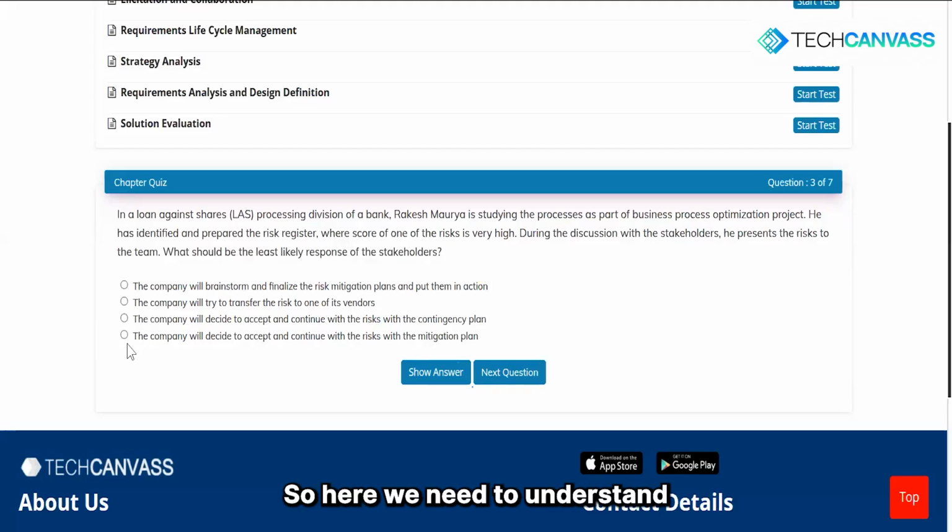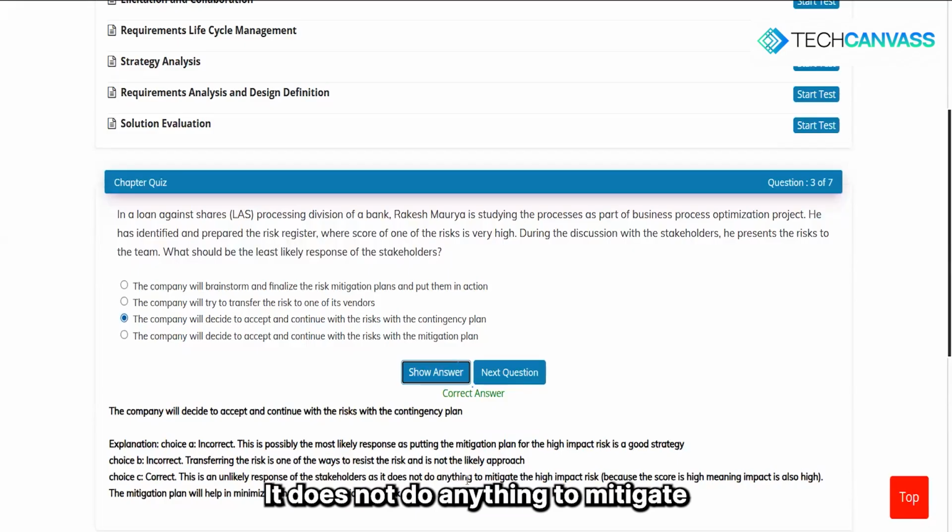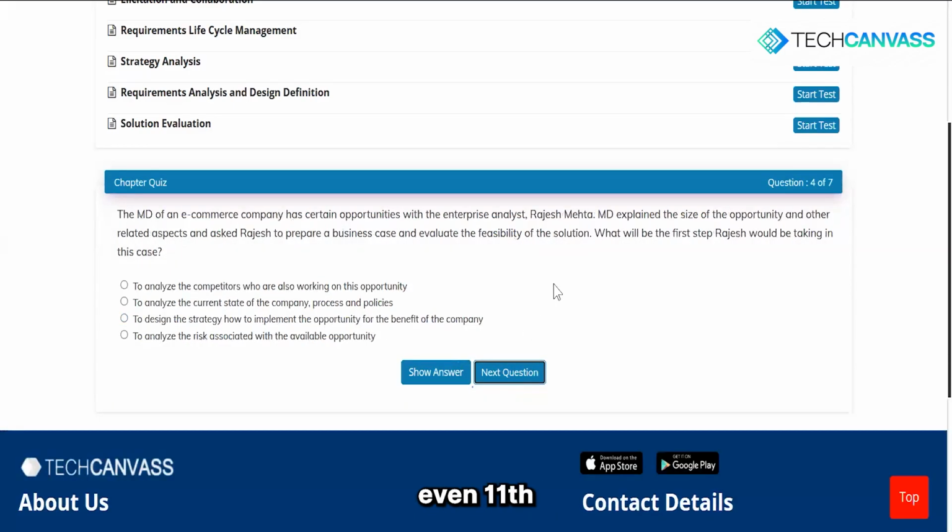Okay. So here we need to understand what mitigation is and what a contingency plan is. Mitigation is done beforehand. Contingency is done when the event has already occurred. So what would you want to do in this case? Contingency is the least likely thing to do. This is an unlikely response from the stakeholders. It does not do anything to mitigate the high-impact risk, because the score is high, meaning the impact is also high. The mitigation plan will help in minimizing the impact or avoiding the risk, right? So never go with contingency plans. A contingency plan is like doing it in the 11th hour, not even the 11th, after the damage has been done, as we say in Hindi, right? So, yeah. Correct.